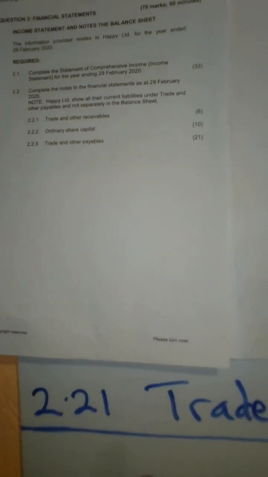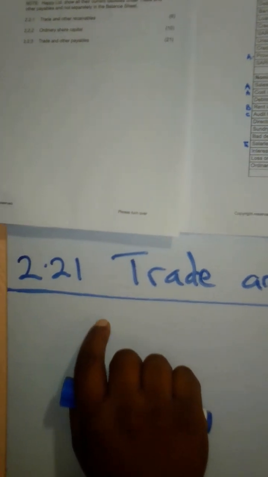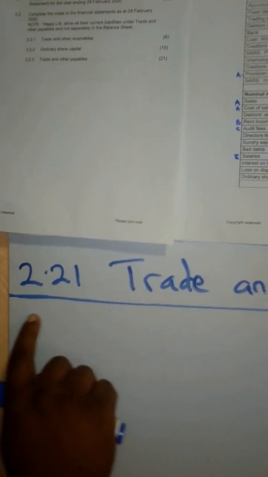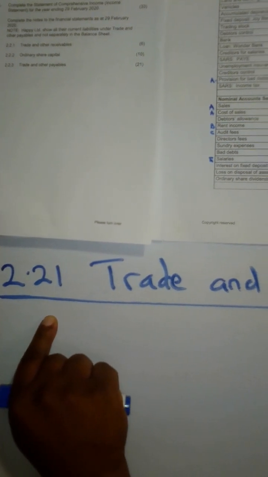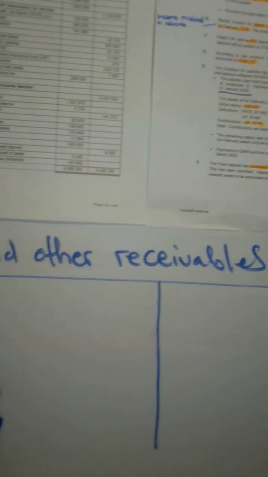But remember, for you to be able to fully understand what we're doing under these notes, there is also information that is coming from the adjustments that we looked at in 2.1. You need to also consider those. So you need to have a full understanding by watching all the other adjustments that we have already done previously before you can actually look at 2.2.1. Okay, let's start. The trade and other receivables.